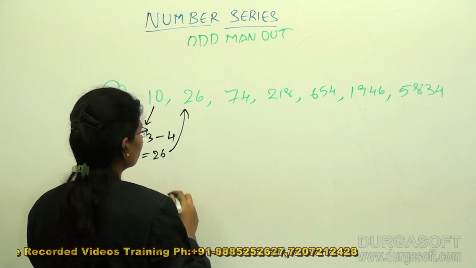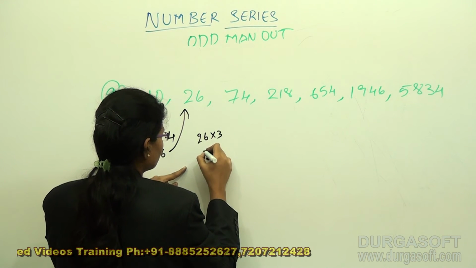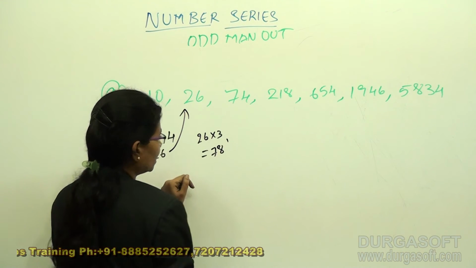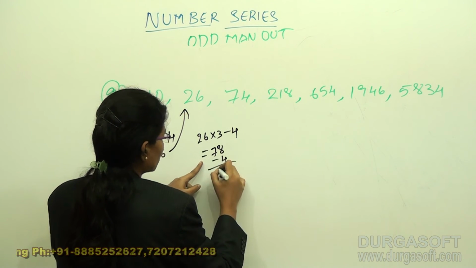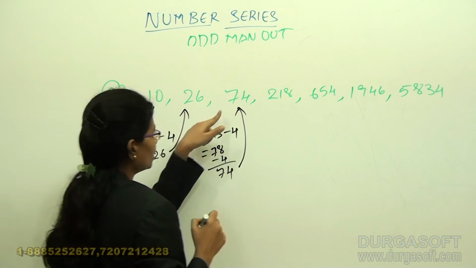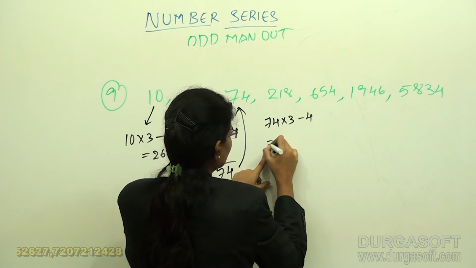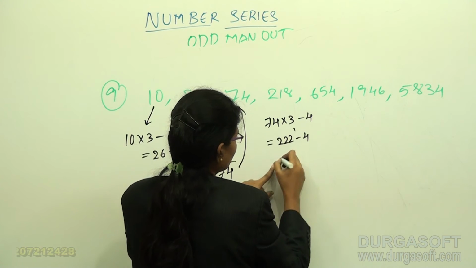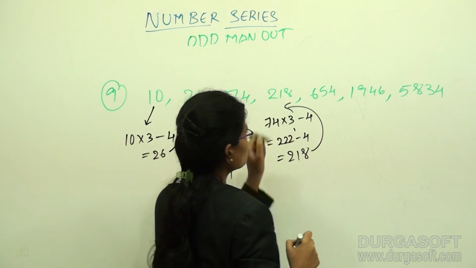So let's see the same thing for this. It is 26 into 3. 26 into 3 is 78. Minus 4, I have to subtract 4. So I am getting 74. So this 74 is correct. And try for this. 74 into 3 minus 4. 74 into 3 is 222, minus 4 is giving me 218. So 218, I got it. So it is also following the series.